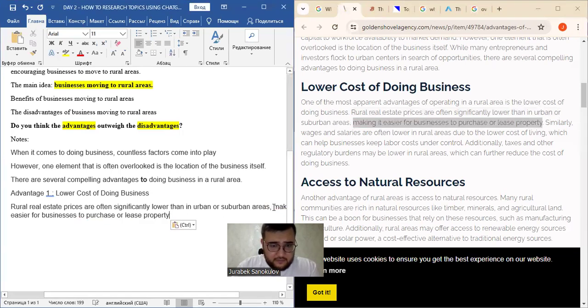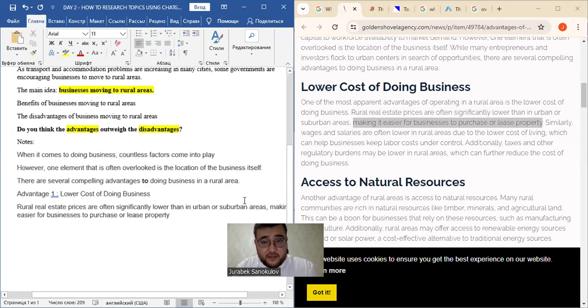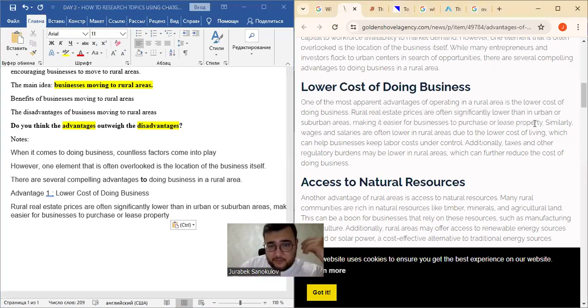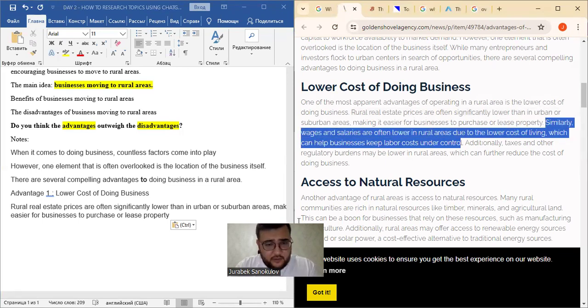Yeah. So you see what I'm doing? I'm trying to learn as much as I can in terms of grammar, in terms of vocabulary, in terms of ideas. That's what you should do basically. So similarly, wages and salaries are often lower in rural areas due to the lower cost of living, which can help businesses keep labor costs under control. So I'm going to copy this as well.